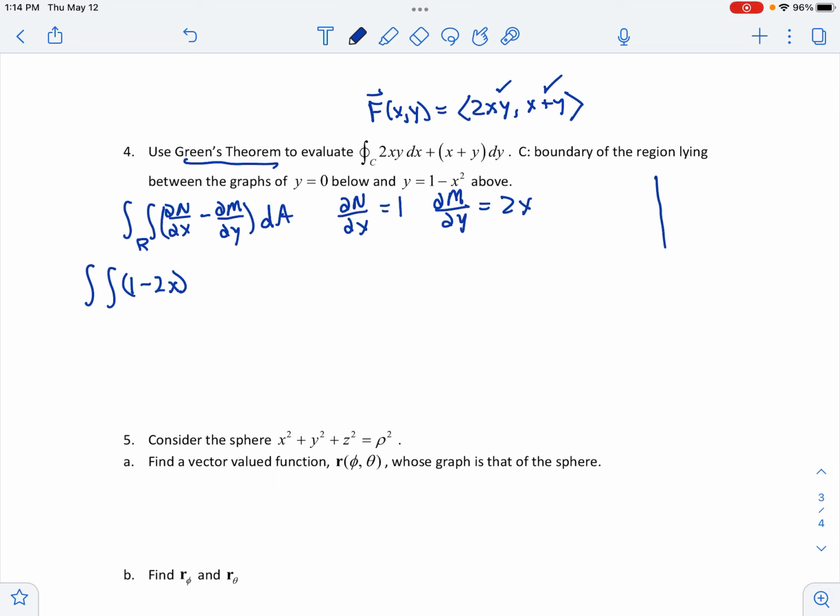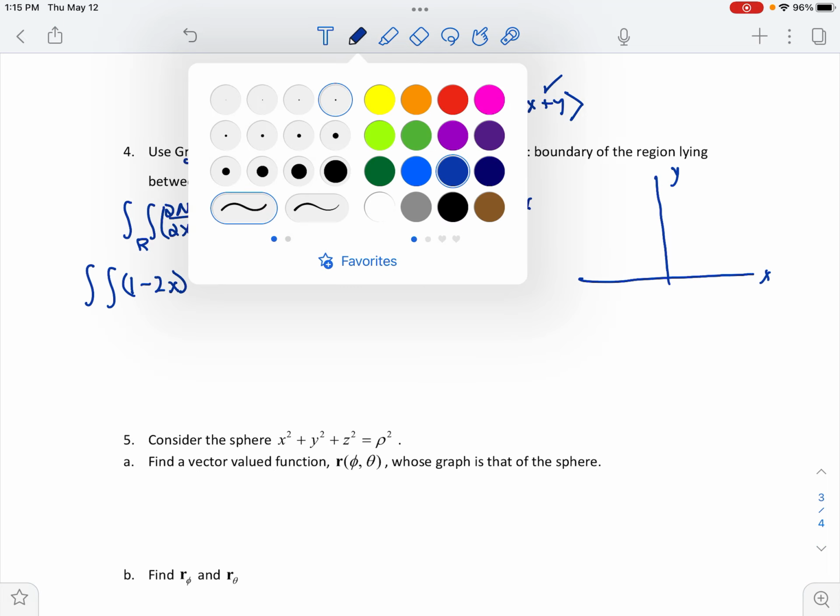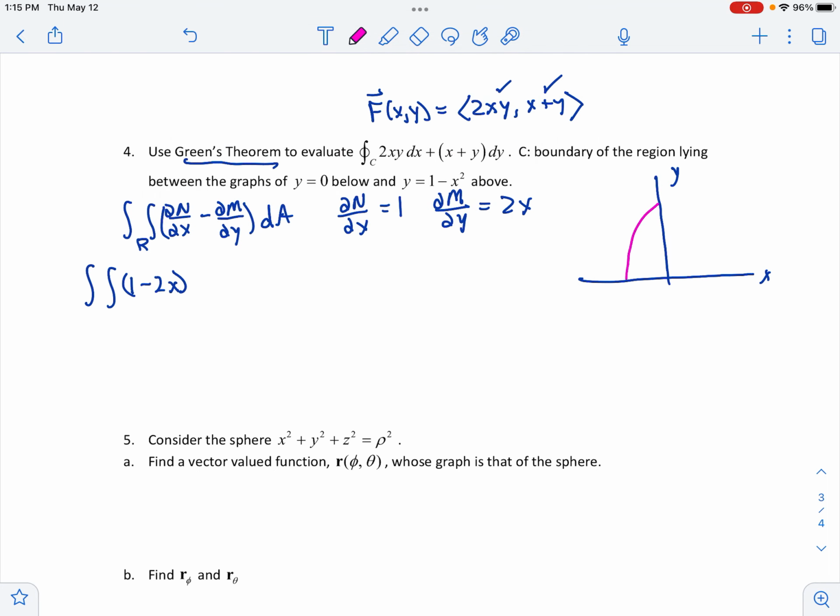So let's see here. Let's look down here on the XY plane. Here's X and here's Y. And here's a curve here. We've got 1 minus x squared there. And we've got y equals 0. So it looks like this is our boundary right here, inside, above the x-axis and inside this pink curve here.